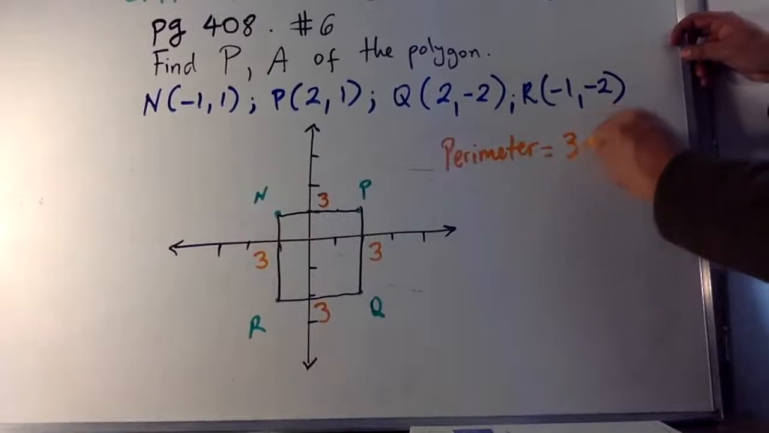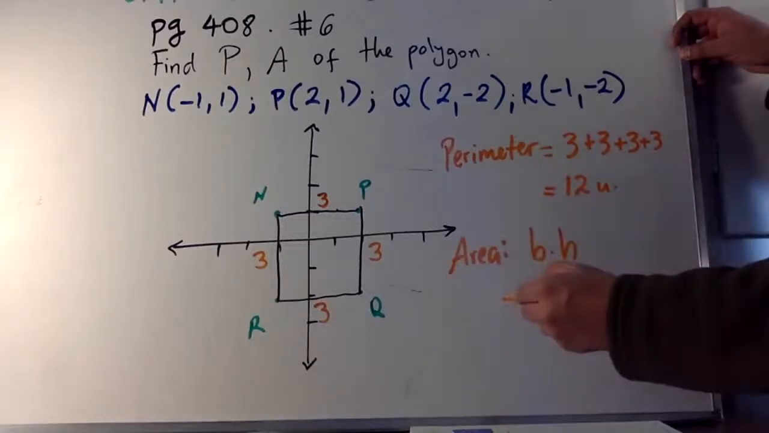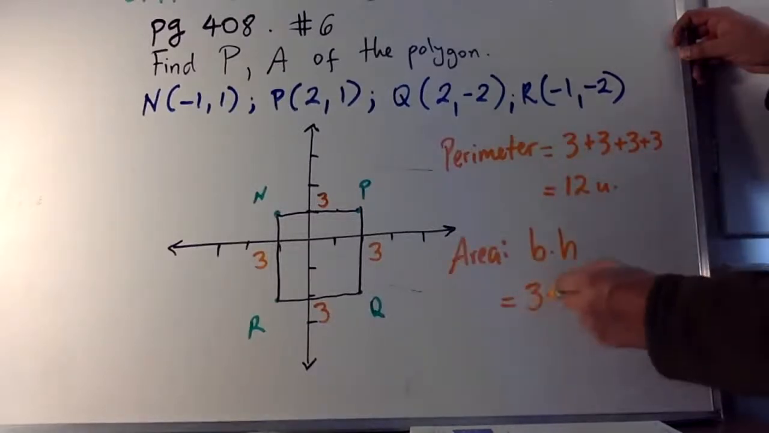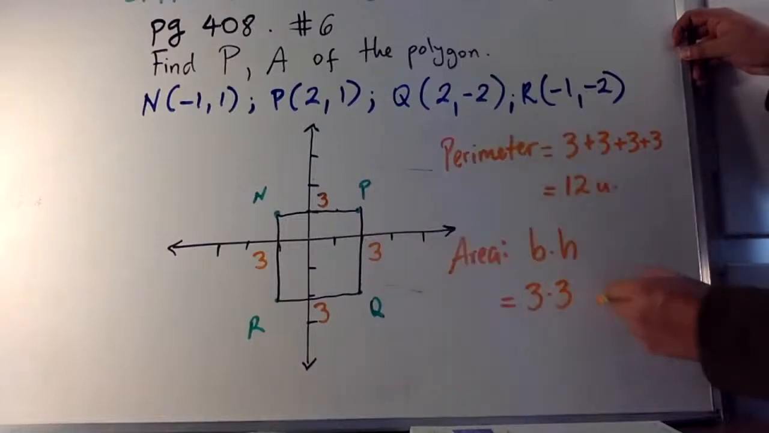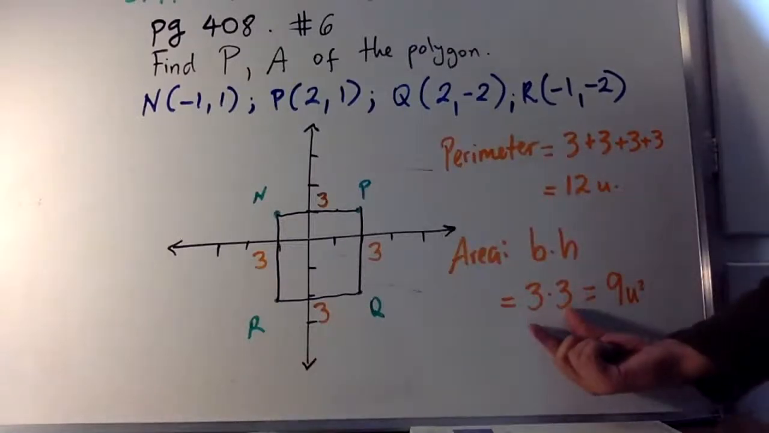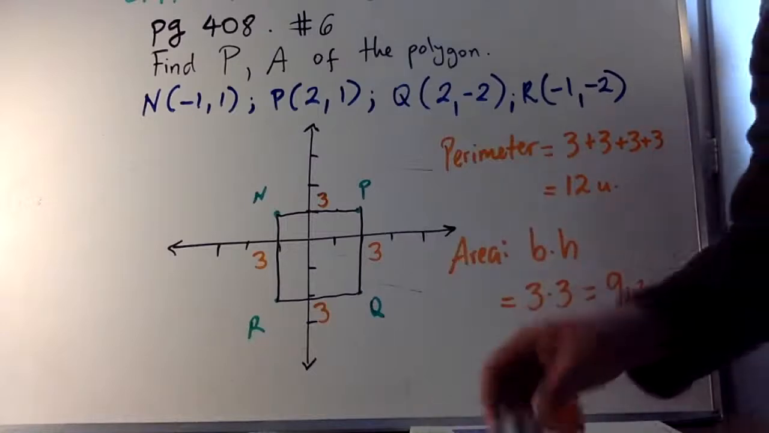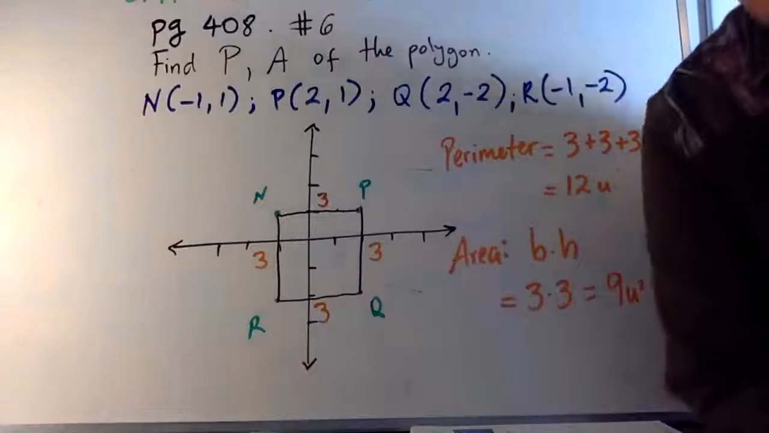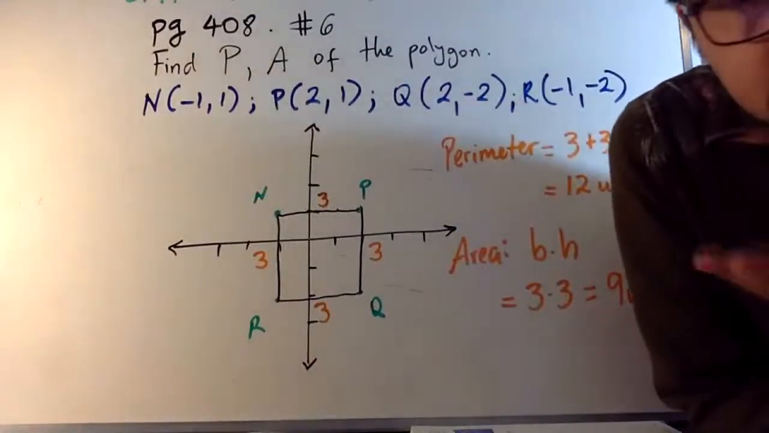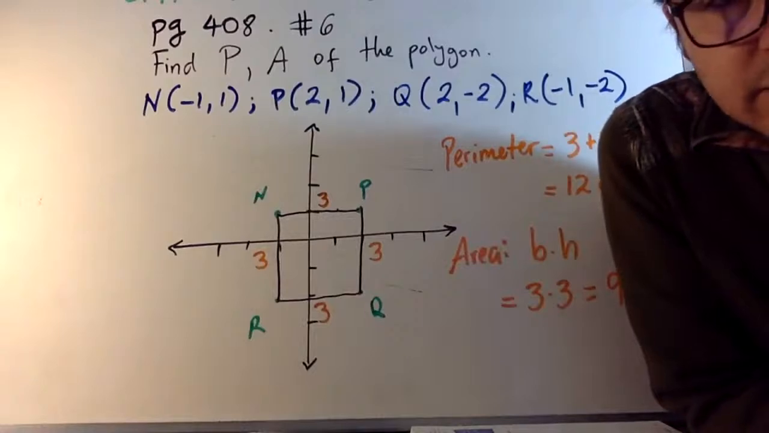So it's 3 plus 3 plus 3 plus 3, which is 12 units. In this case the base is 3 and the height is 3. That means it's 9 square units. Be careful because we already did this square thing with the numbers. It's 3 squared, which means that it's 9 square meters, square inches, square whatever. Do you see that it's easier to deal with the quadrilateral? In this case, it was a square, so simple.